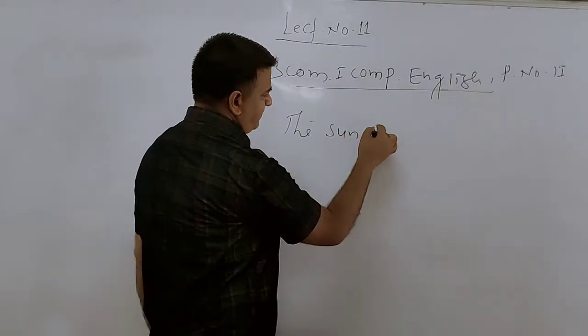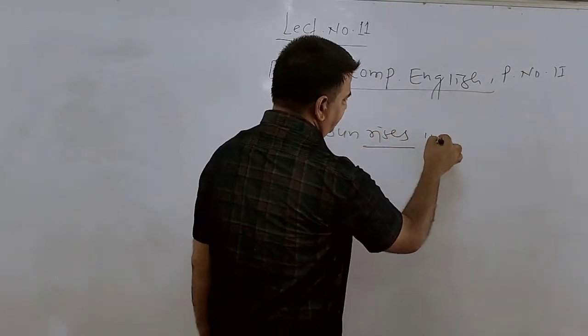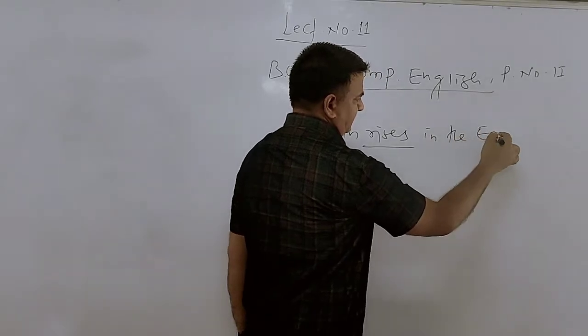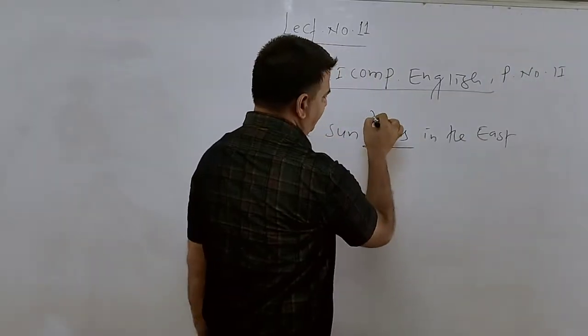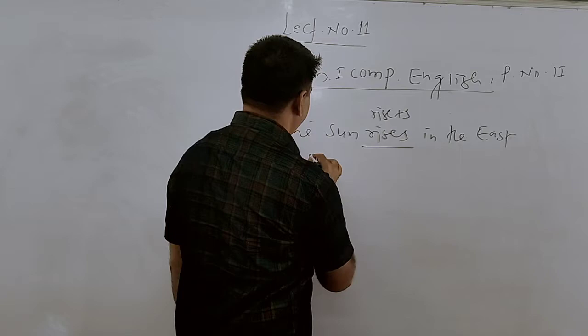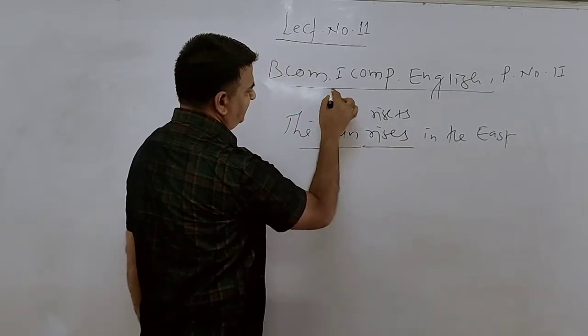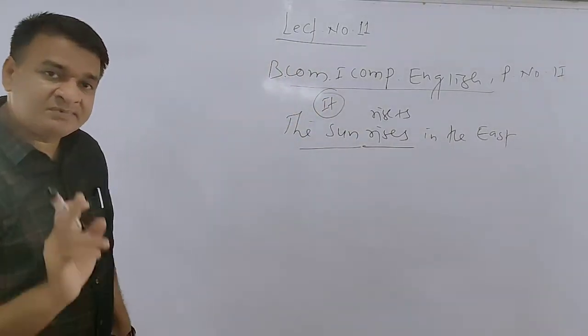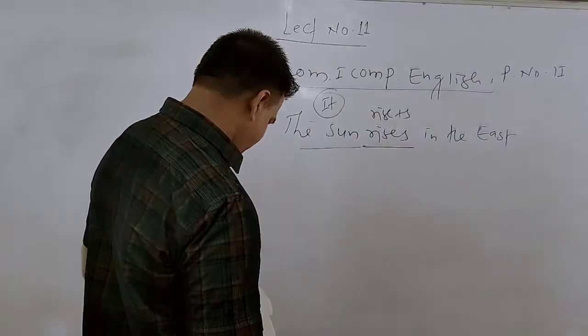For example, the sun rises in the east. This is rise plus s, because the sun comes into the category of it. He, she, it, third person singular. The sun rises in the east.